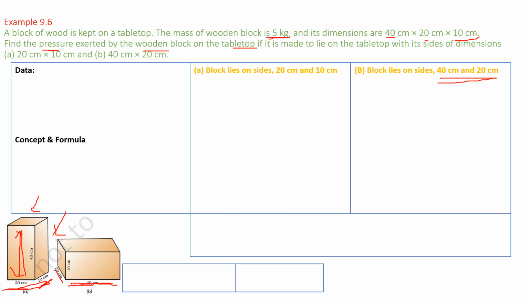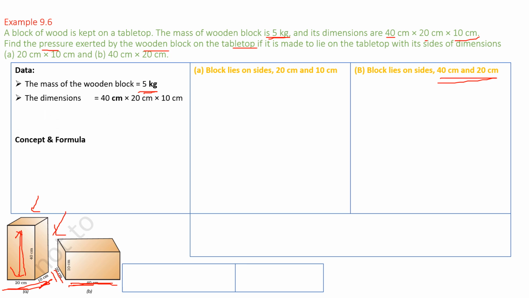See, the 40 centimeter and 20 centimeter sides are touching the tabletop. Let's go solve it. Okay, what is given? The mass of the wooden block is given. Remember, what is the unit of mass? Kg. Okay, 5 kg is given.